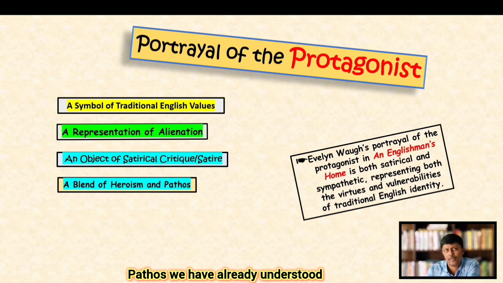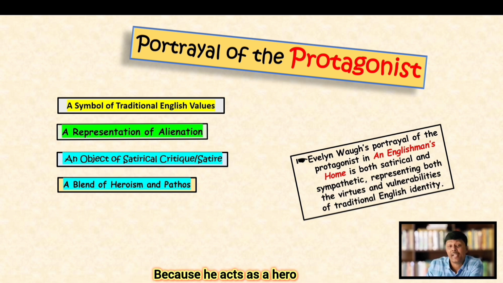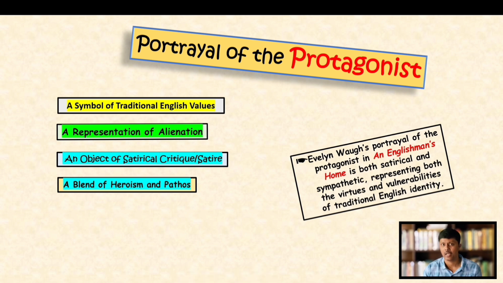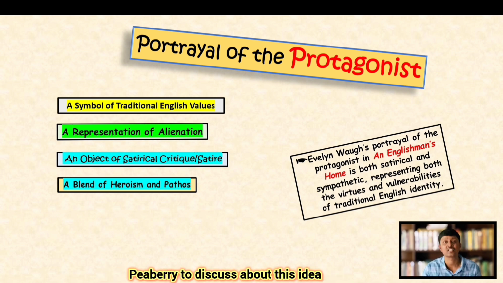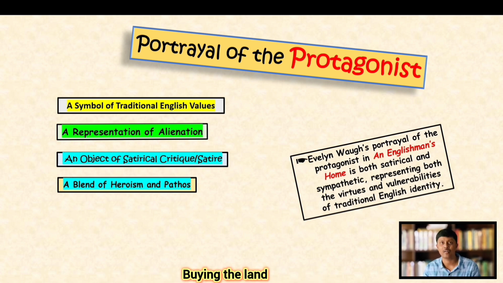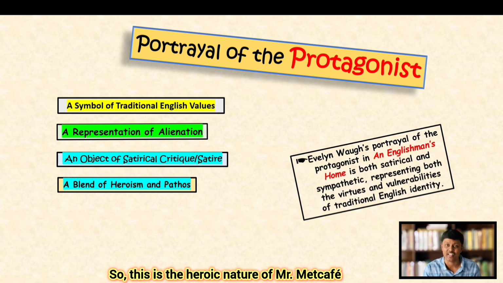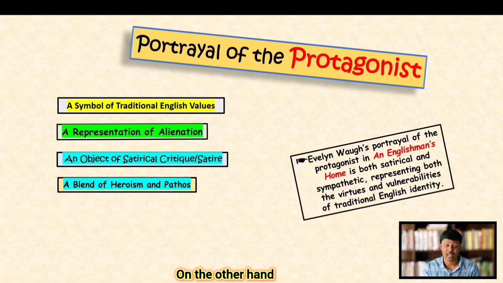Pathos, we have already understood why heroism, because he acts as a hero, there is heroism in him. Also pathos, because he was the sole person who first thinks that danger is coming, and therefore he immediately rushes to Lady Peabody to discuss this idea, buying the land or doing something for the land. So this is the heroic nature of Mr. Metcalfe.